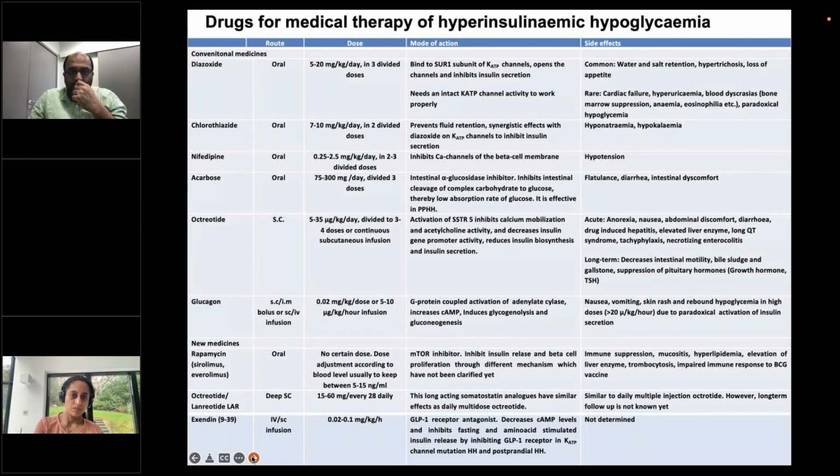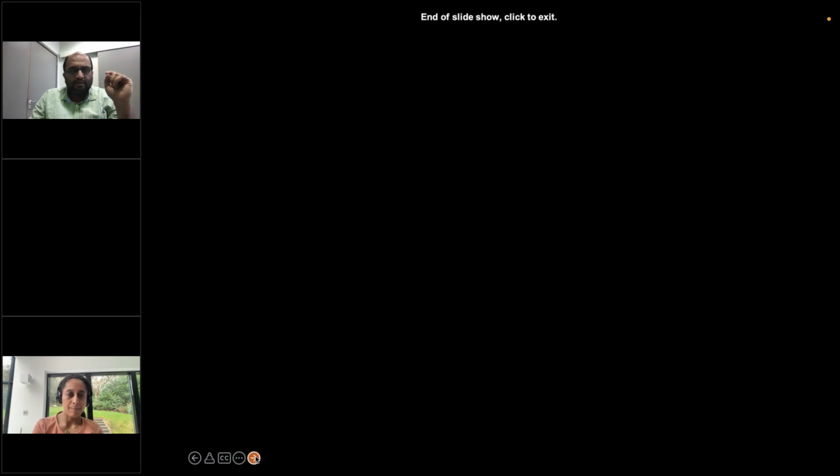And this is just a table which I've kept, if it is useful. I published this about 4 years ago in Lancet Endocrinology. It shows the dose of medications that are used, how they work, and the side effects, and what is important to monitor when they are on these medications. I'm happy to share this after this.